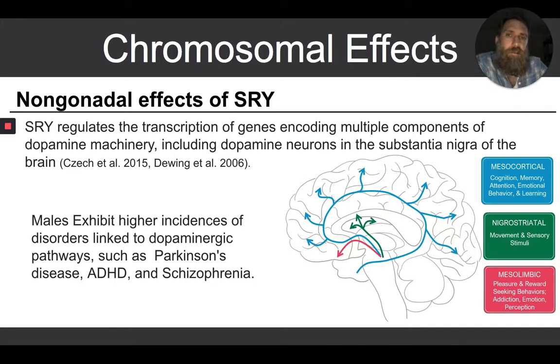The SRY gene, it's been discovered relatively recently, has non-gonadal effects. So before I talked about the SRY gene coding for this testes determining factor, which influences how a bunch of other genes are transcribed. It's still called the testes determining factor, but it acts as a transcription factor for other genes that don't have anything to do with the development of the gonads. So the SRY regulates the transcription of genes encoding multiple components of the dopamine machinery, including dopamine neurons in the substantia nigra of the brain.